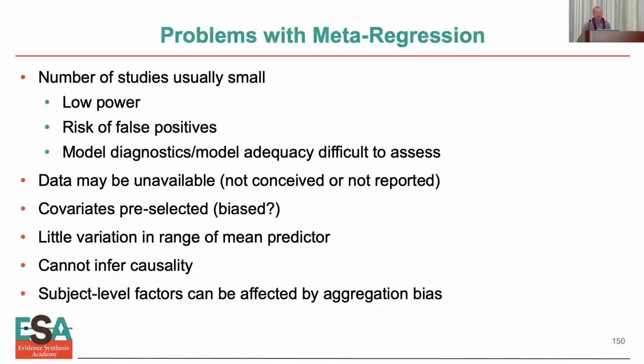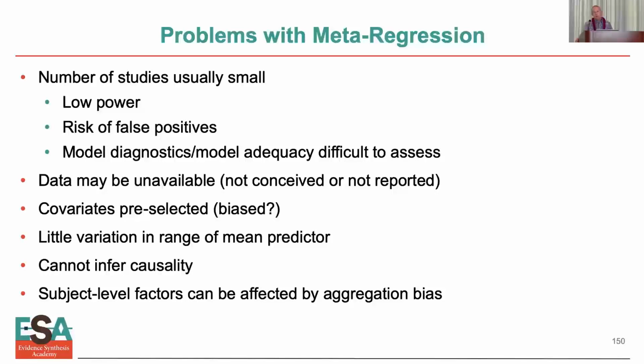So some of the other problems here is that because the sample size is the number of studies, usually you don't have a lot of them, and so you have low power. And if you look at a lot of variables in small sample sizes, you might get some false positives. And it's also very difficult to test the models. In other words, these are regression models. So you could do regression diagnostics to see how well the models fit, but since the sample sizes are small, the diagnostics aren't going to be terribly helpful.